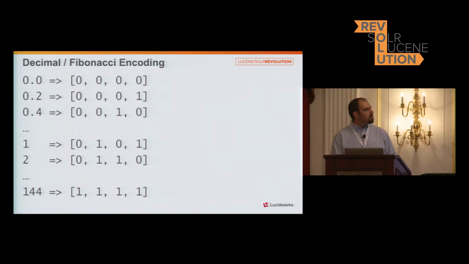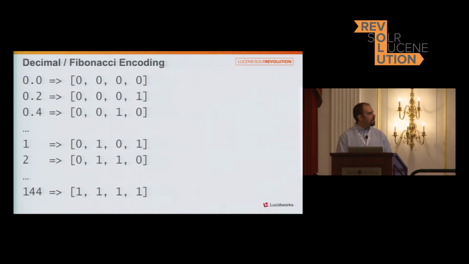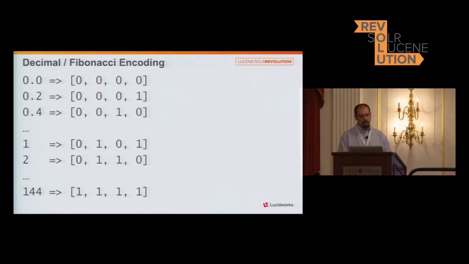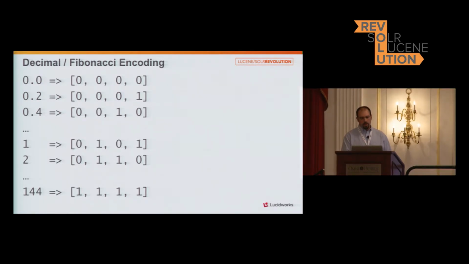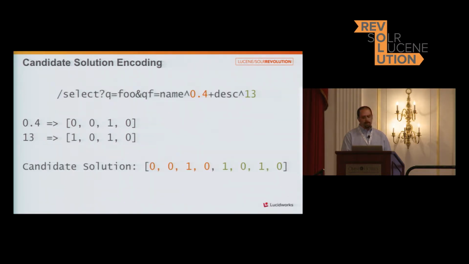So just to show how those would map, 0.0 becomes 0000, all the way up through 144 is 1111. So for encoding a candidate solution for the problem, that's the example where we have name and description. Let's say we had a candidate solution of 0.4 as a name boost and 13 as a description boost. That would become 0.4 becomes 0010, 13 becomes 1010, and our candidate solution is just the full binary string with those two concatenated together, 0010, 1010.